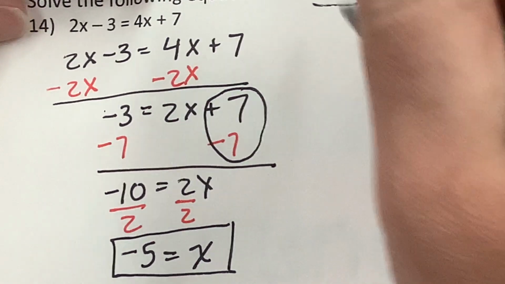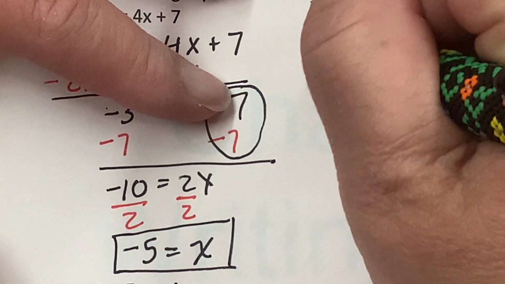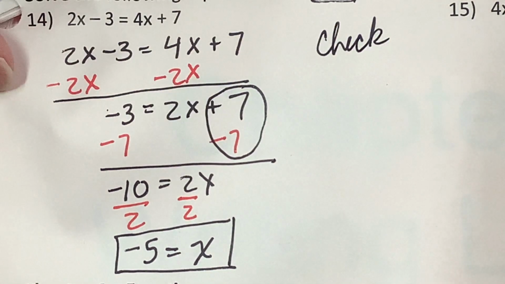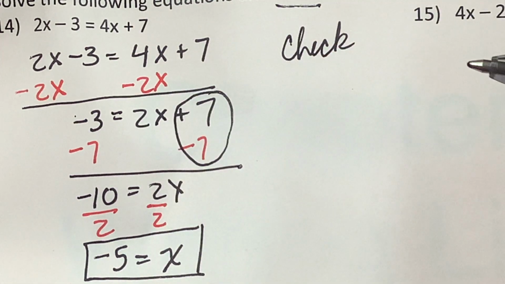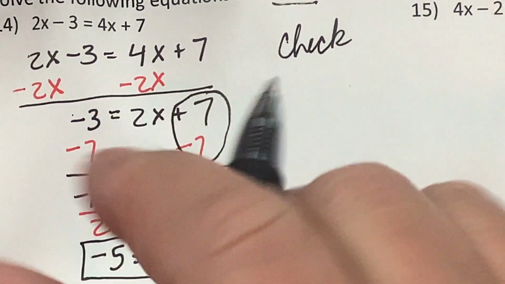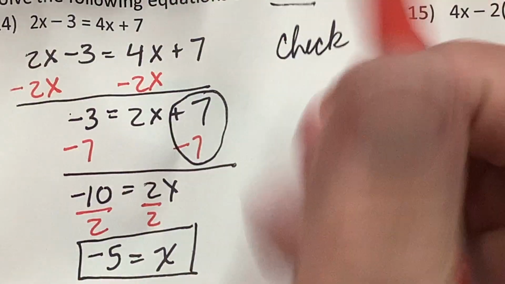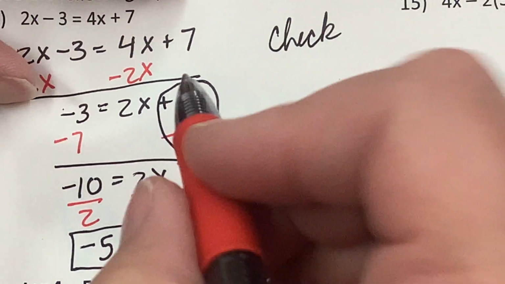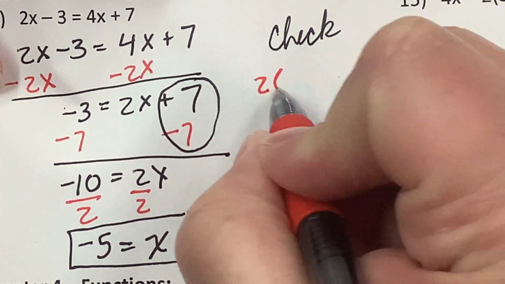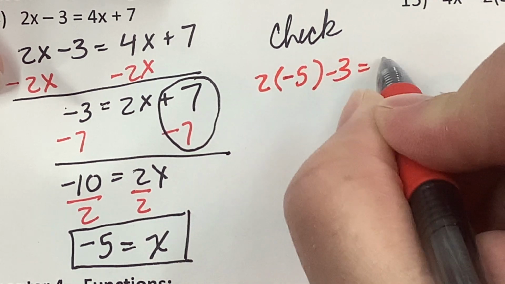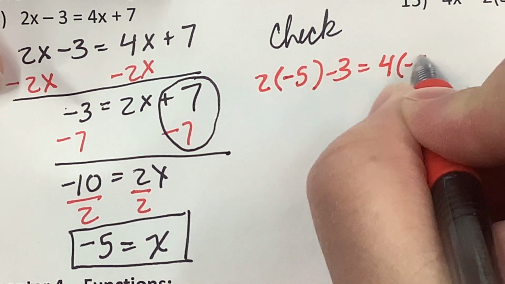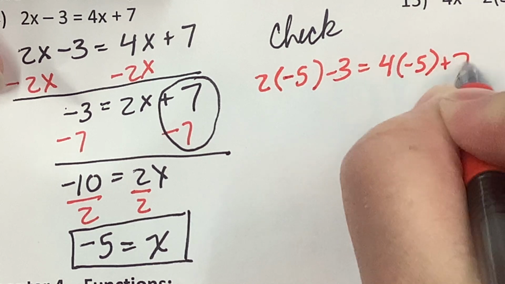Now, to check it, I am going to rewrite the problem, and I'm going to substitute negative 5 wherever the x is. So I'm going to write it in red too because, me. Here we go. 2 times negative 5 minus 3 equals 4 times negative 5 plus 7.